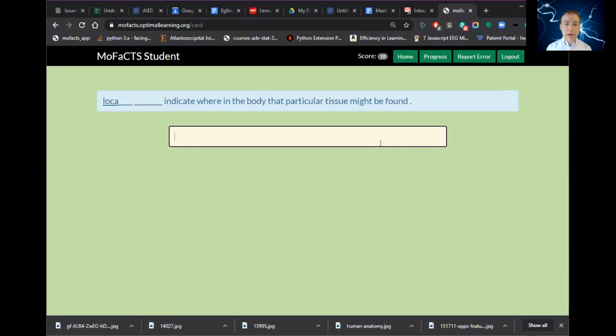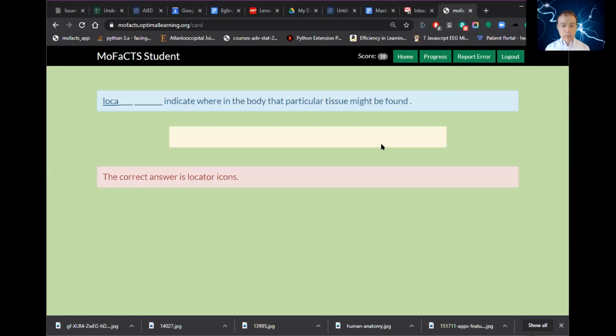Locator icons indicate where in the body that particular tissue might be found. Not sure. Locator icons. I guess I needed to read the chapter to figure that one out. Unless it builds it up later.